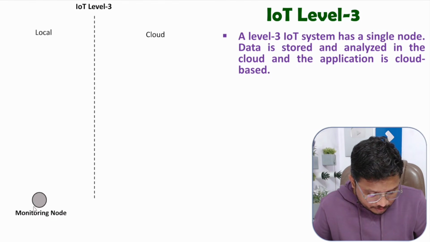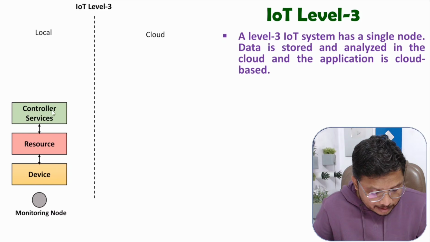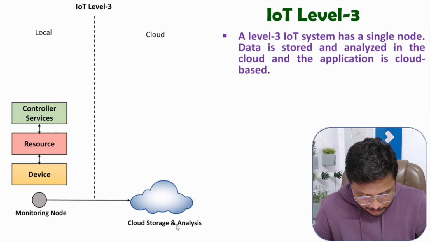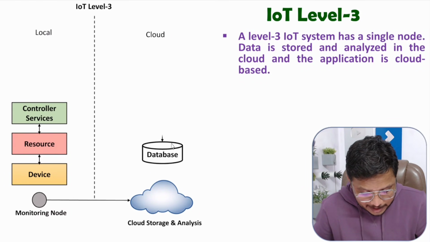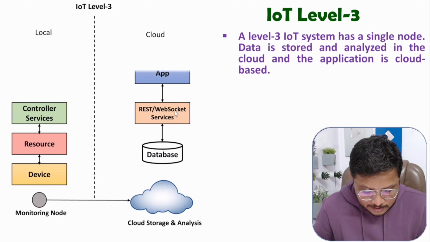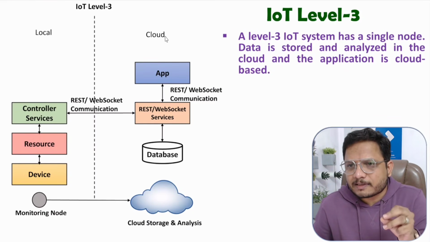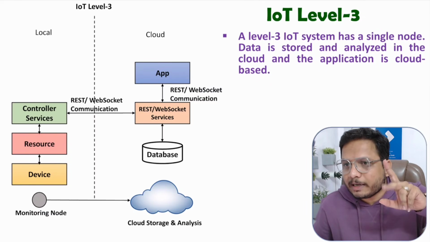You can observe here, we are having a single node locally. So the device will be interacting with resources, meaning software, and then it will be interacting with controller services, that is for communication with the internet. And then it will be communicating with cloud storage and analysis, right? So here you will be observing a database, in which for application access, REST or WebSocket services will be there with the app. And here execution will happen with this node as per cloud, but the only difference is here computational complexity will be a bit intensive. In level 2, it is not intensive.